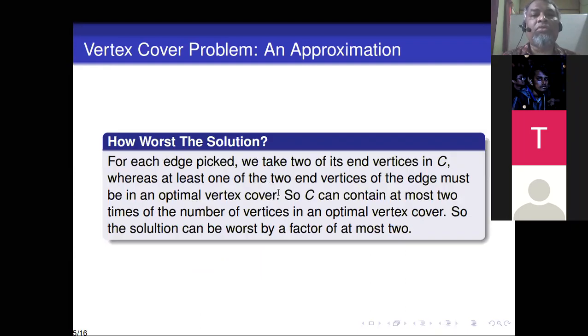So now the question is, how bad can the solution be? For each edge picked, we take two of its end vertices in C, whereas at least one of the end vertices of the edge must be in an optimal vertex cover. So C can contain at most 2 times the number of vertices in an optimal vertex cover. So the solution can be worse by a factor of at most 2.